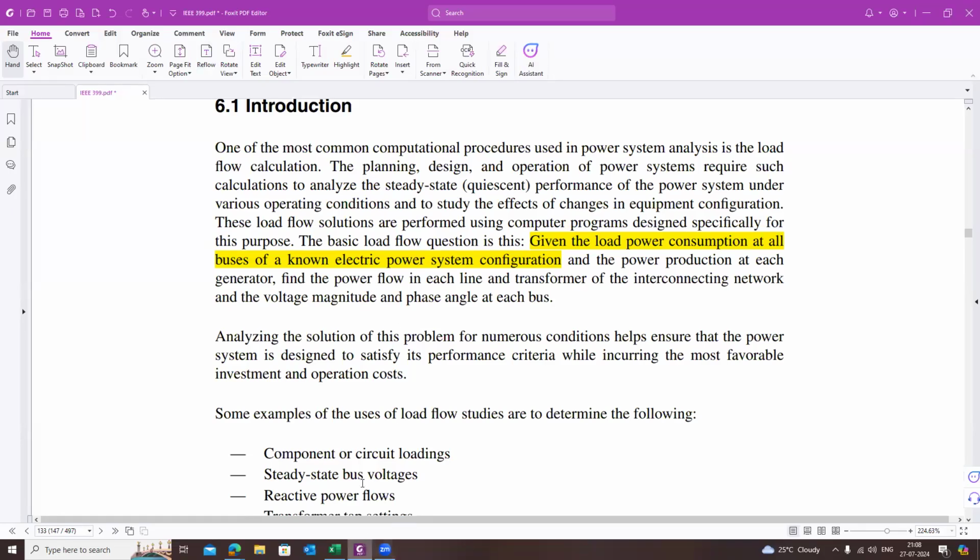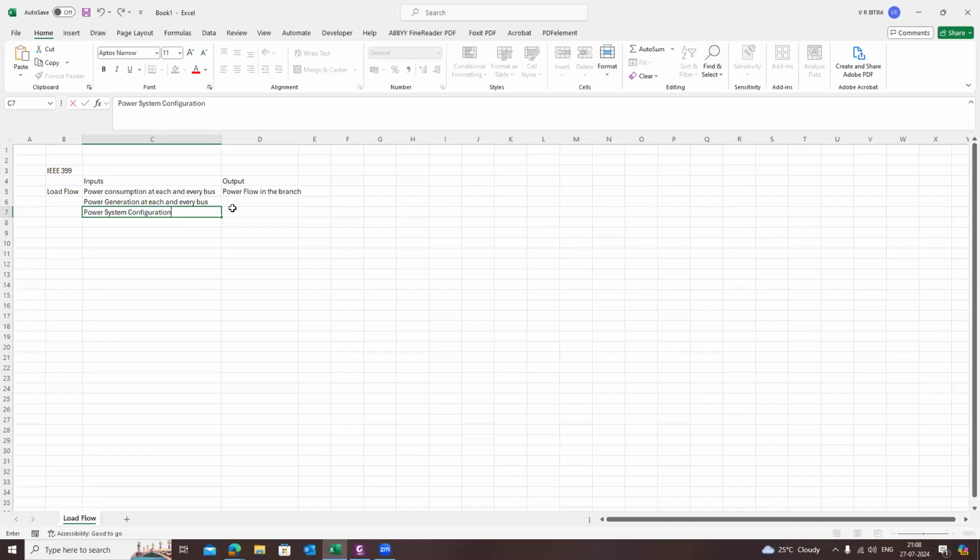And what are the other outputs of the load flow? That is the voltage magnitude and the phase angle at each bus. The voltage magnitude, and the load angle, or we will call it the phase angle of the bus. So if the generation at all the generators is known, load power consumption at all the buses is known, and network configuration is known, one thing which they have missed out here is the transmission line parameters.